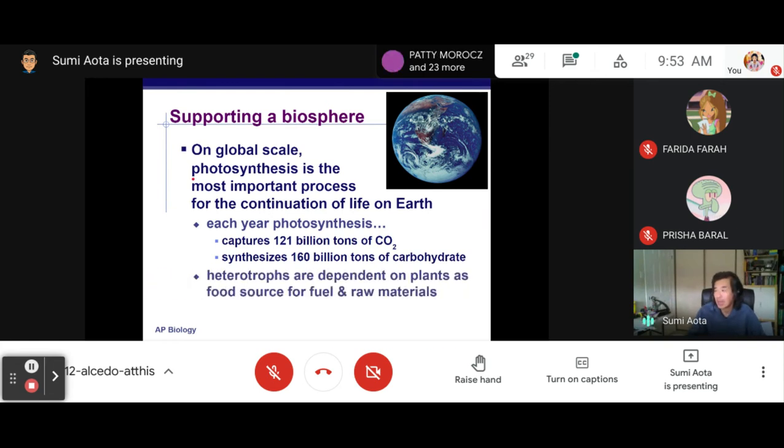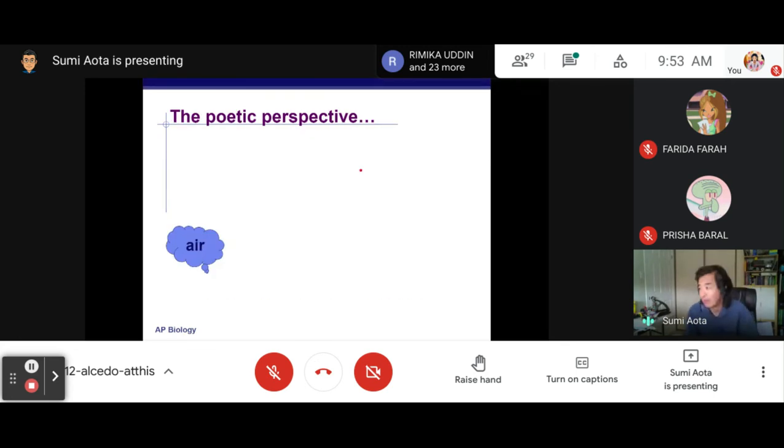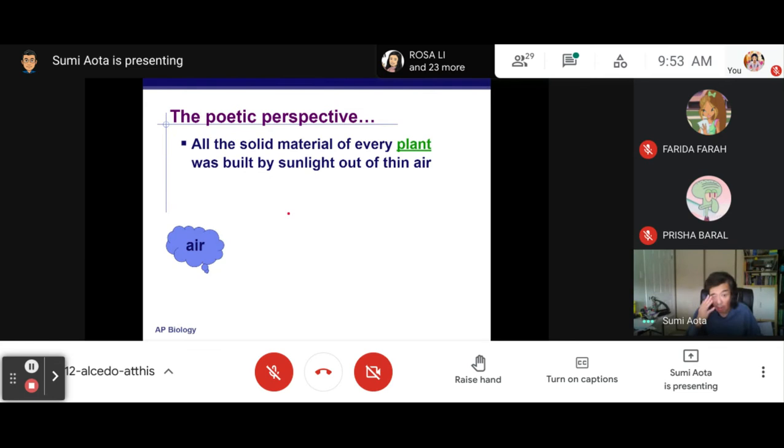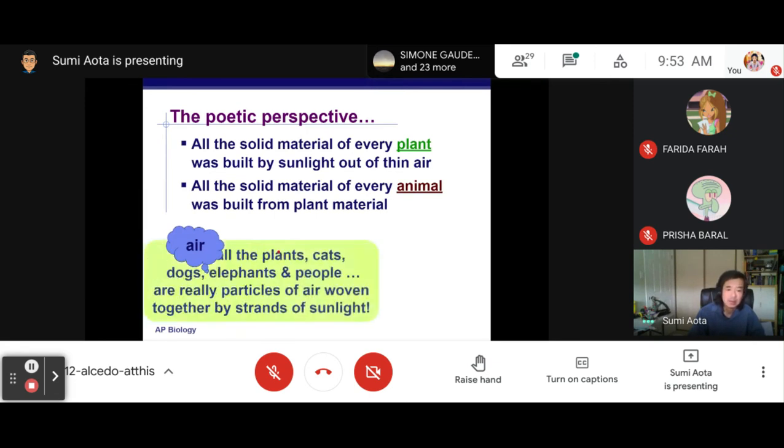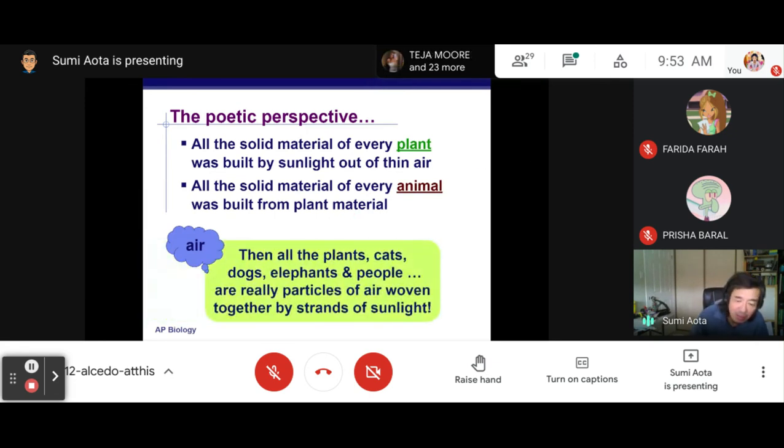Okay. All heterotrophs then depend on plants as a food source. And from a poetry point of view, all the solid material of every plant was built by sunlight out of thin air. All the solid material of every animal was built from plants. So all the people, the cats, the dogs, elephants are really particles of air woven together by strands of sunlight.